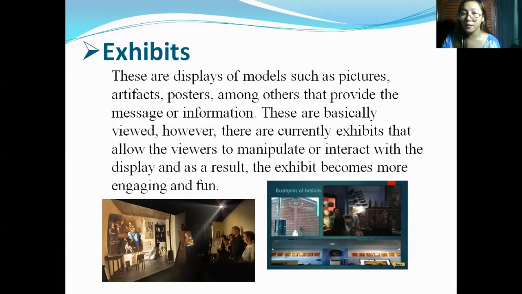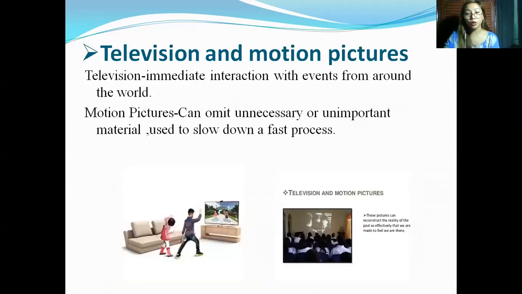So next would be the iconic level. It includes television and motion pictures. Television, immediate interaction with events from around the world. Motion pictures can omit unnecessary or unimportant material or be used to slow down a fast process. In this category, it can reconstruct the reality of the past so effectively that we are made to feel that we are there. Okay?